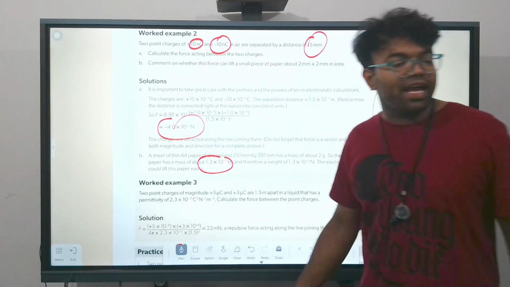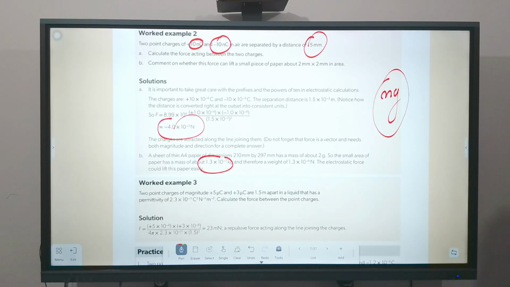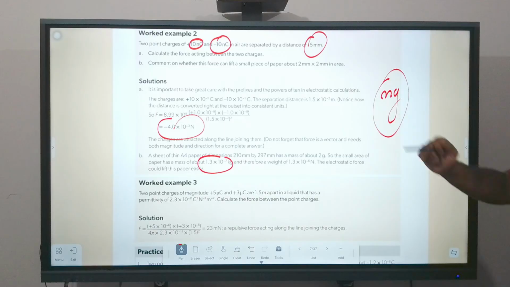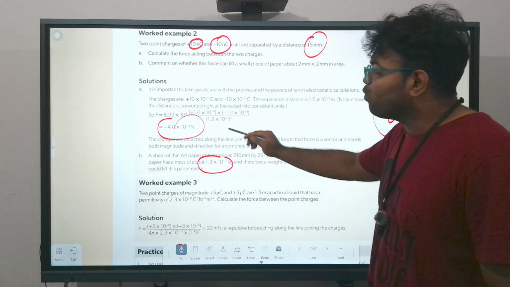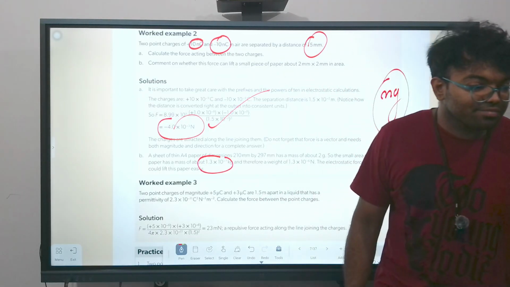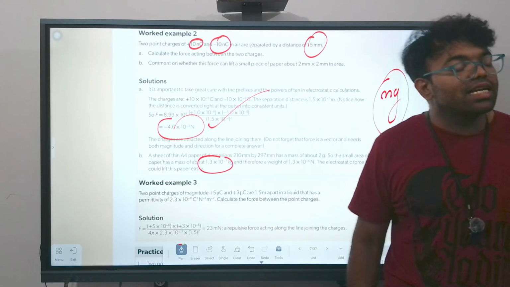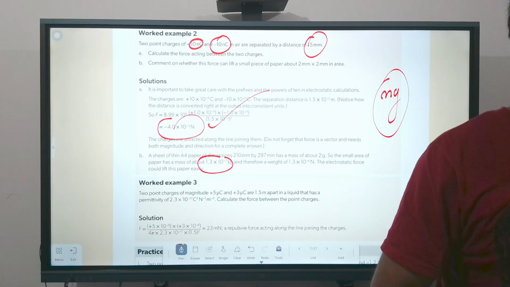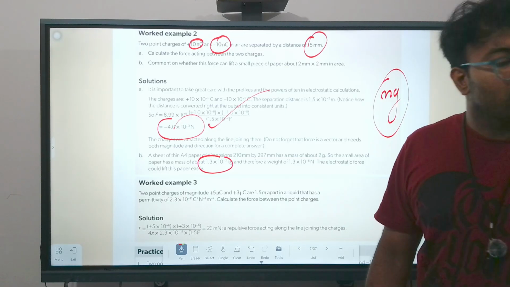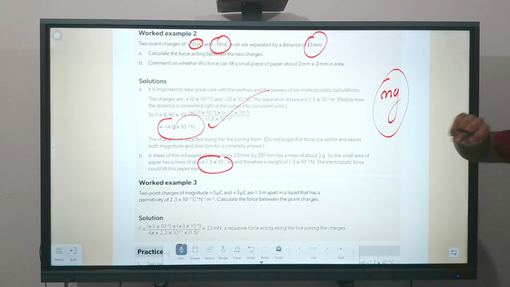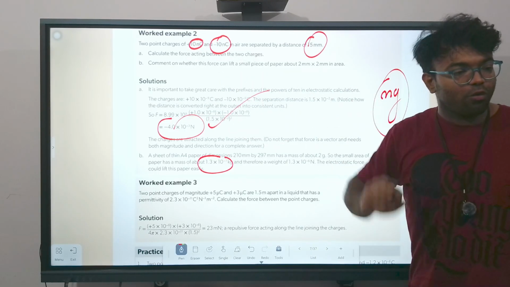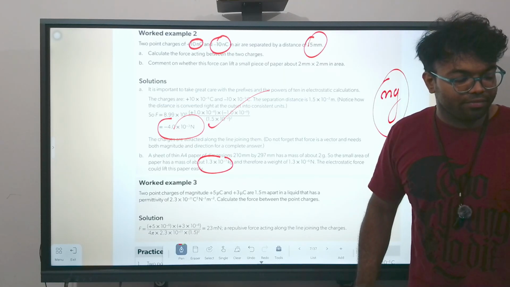Now, if you have mg calculated, then all you have to do is check whether this force is bigger than the weight of this object. It is obviously bigger, right? The force is 10 to the power minus 3, whereas the weight is 10 to the power minus 6. So obviously the electrostatic force wins. This electrostatic force will be able to attract the piece of paper and make it come towards itself. Okay, so this weight is overpowered by the electrostatic force of attraction. Understood?